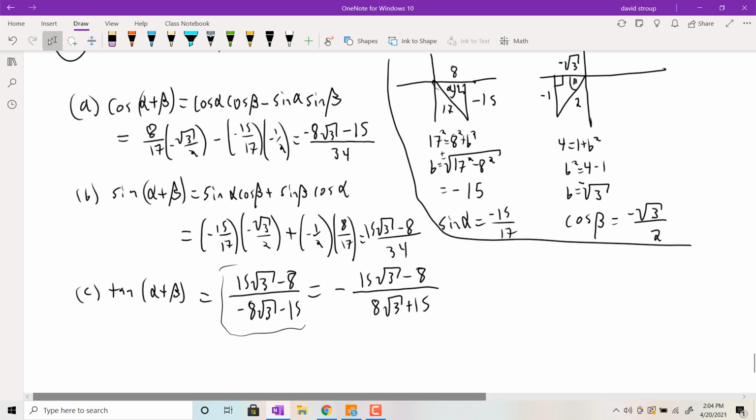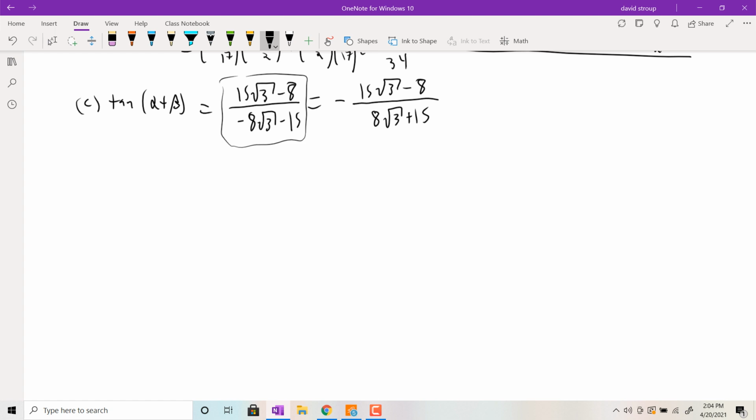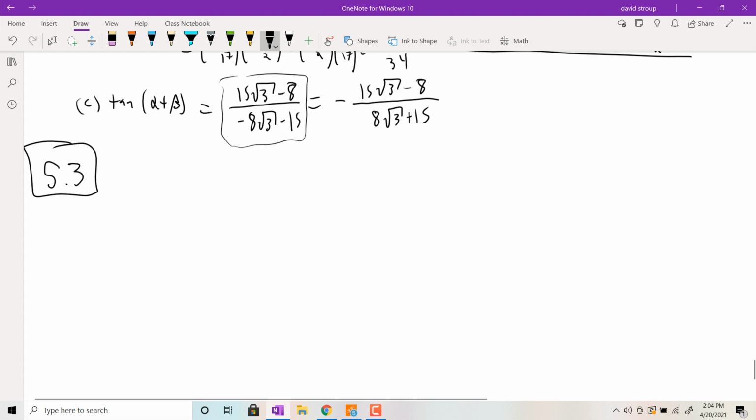But this answer is fine. Okay, let's look at 5.3. In 5.3, we had the sine 2 theta equals 2 sine cosine formula, and also a bunch of formulas that are on the formula sheet that are provided.